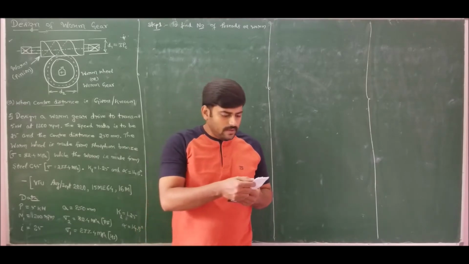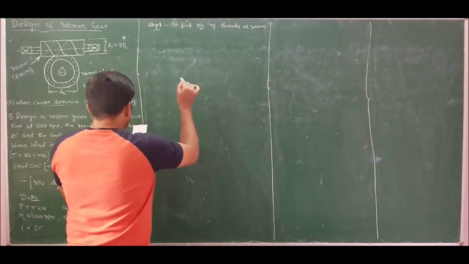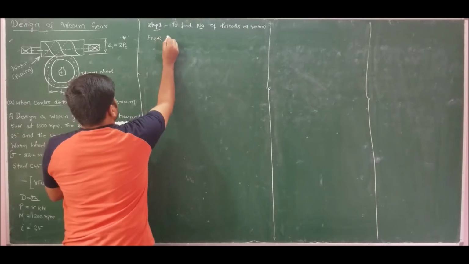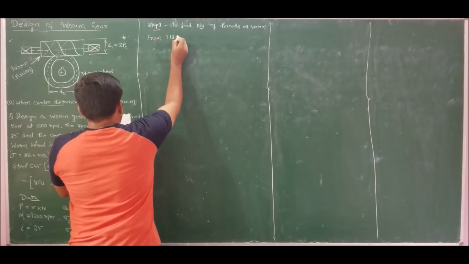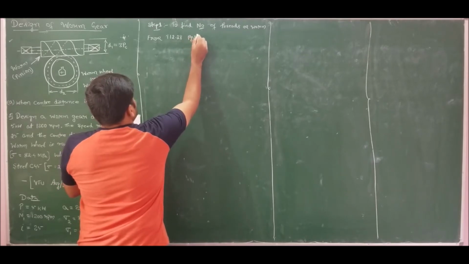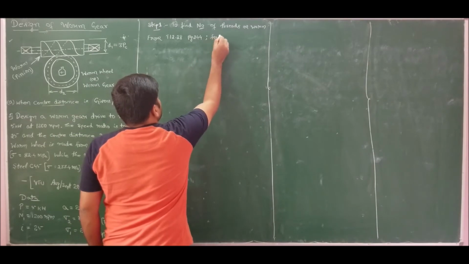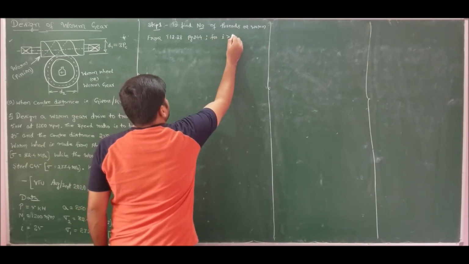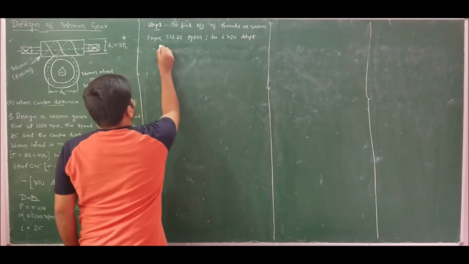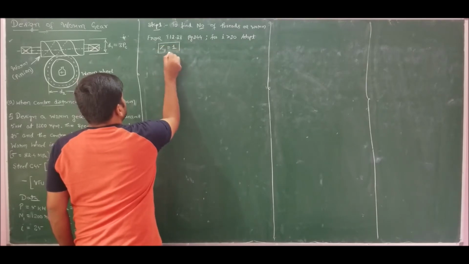And also if you refer to table 12.28, page number 244, it is clearly mentioned that for speed reduction ratio greater than 20, adopt Z1 is equal to 1. It is a single threaded worm.